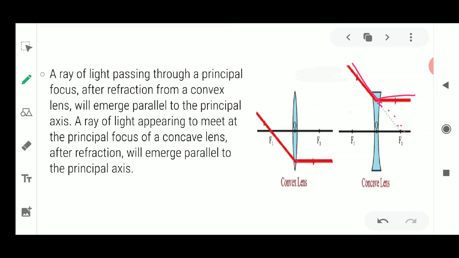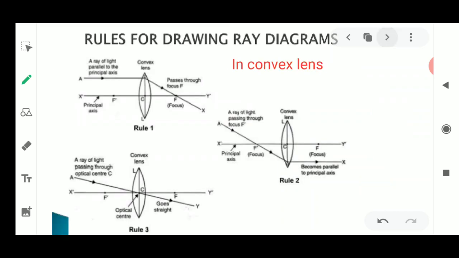Now next, with the help of these rules and the same concept, wherever the two light rays are going to meet each other, the image will be formed in that particular direction, whether it is a virtual image or a real image, or whether it is inverted or an erect image. So next we will see the image formation. These are the rules in the convex lens. Now we will first discuss the convex lens and the image formation in the convex lens.